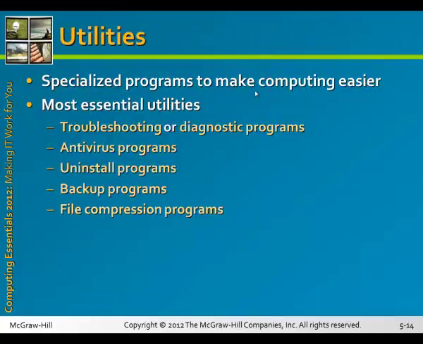Most utilities that come in operating systems, you get troubleshooting and diagnostics, you get antivirus programs, you get programs to allow you to uninstall programs on your computer. There's backup programs that allow you to back up your important things such as pictures, movies, even your whole computer. And you have file compression programs, which allow you to archive massive amounts of files to give you more space on your computer.